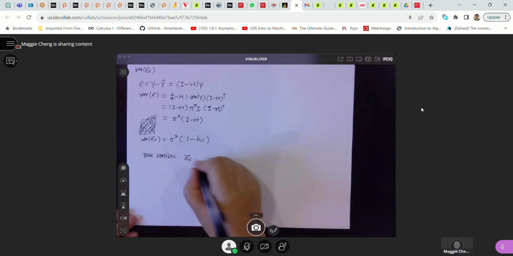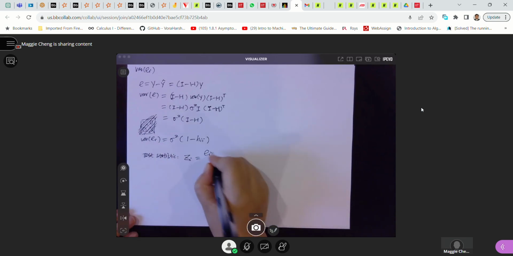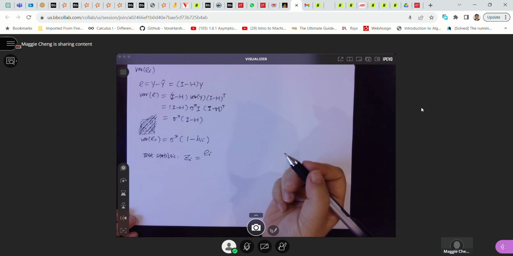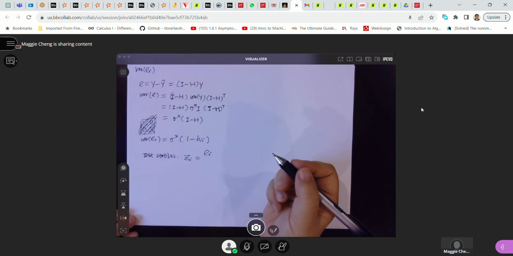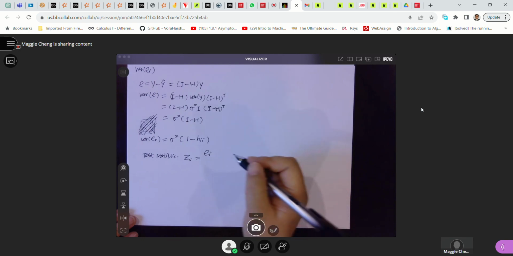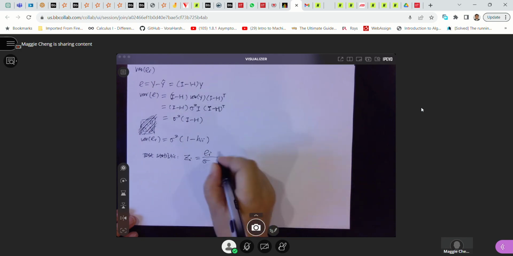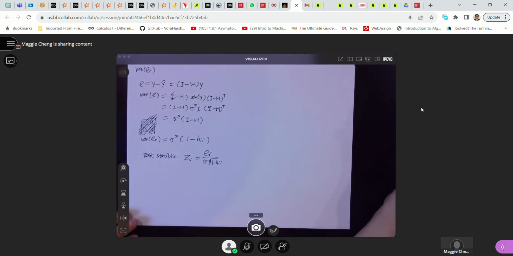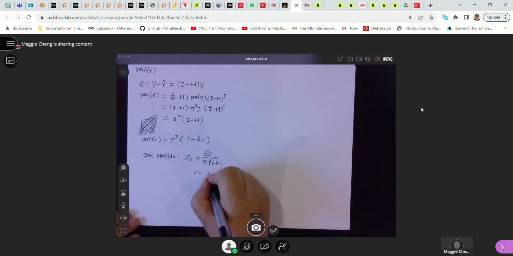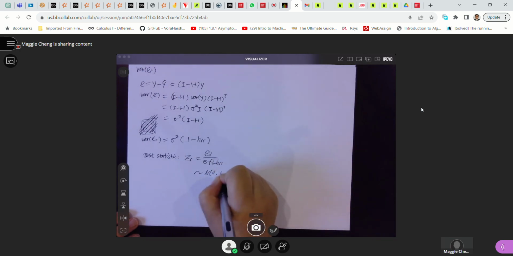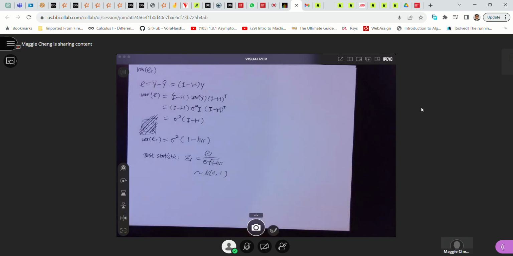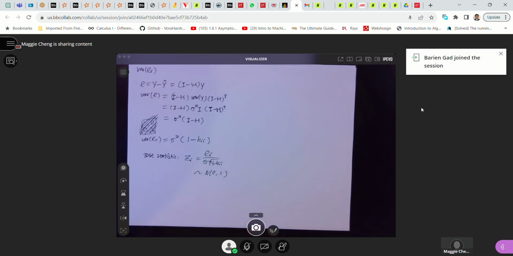So I define Zi equal to Ei. You first de-mean it, then divide by the standard deviation. But the mean is 0. So you have Ei divided by sigma times the square root of 1 minus Hii. This follows a normal distribution with 0, 1. This is a Z distribution. Sometimes we call the standard normal the Z distribution.